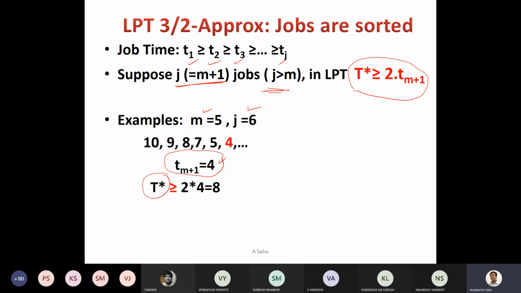Yes, sir, 8. Because the 5 processors are already busy, and this one is the 6th task. The 6th task needs to be allocated to one of the machines. That means if you take any of the tasks, suppose it may be 4, 4, 4 always, T star will be greater than or equal to 2 into 4. If it is not less, suppose all are equal, it is still valid. If it is greater, then definitely it will be higher.